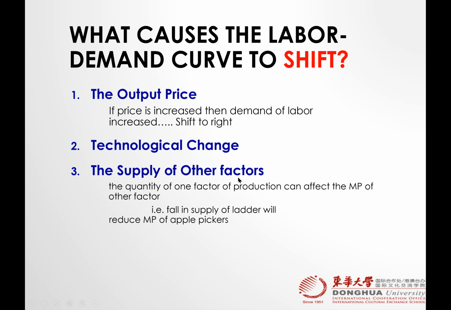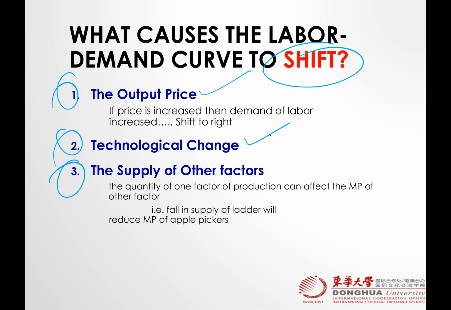Since the demand for factors of production is derived demand, the demand for labor is also a derived demand, and it shifts. Yes, it shifts due to three factors. Number 1, the output prices. Number 2, technological changes. Number 3, the supply of other factors.